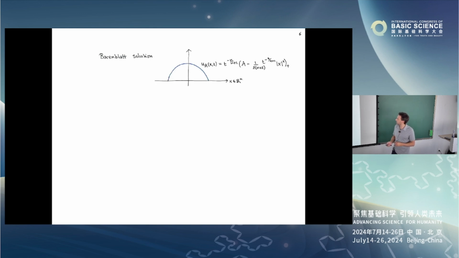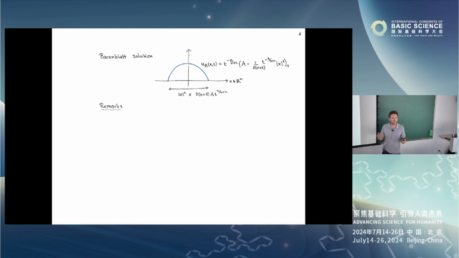Let me remind you again what the formula is. And this is the set which we call capital Omega T, where there is gas. It's just a ball, x squared is less than or equal to this quantity, which depends on t. You see that as t goes to infinity, this tends to infinity, so it spreads out. So this is the Barenblatt solution.